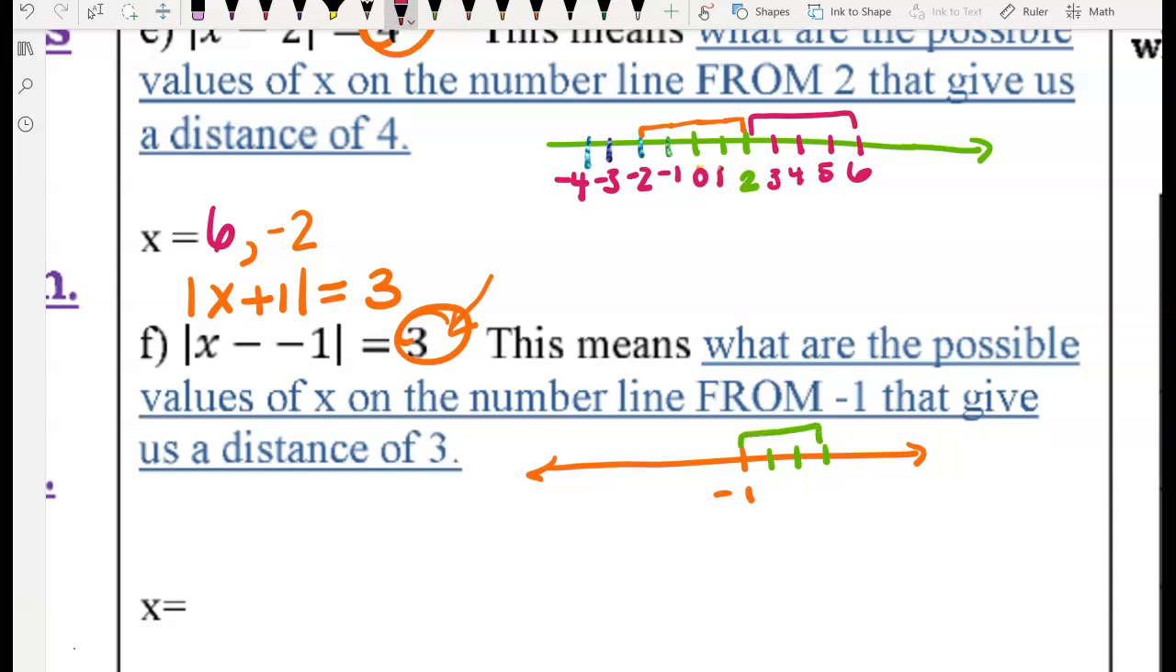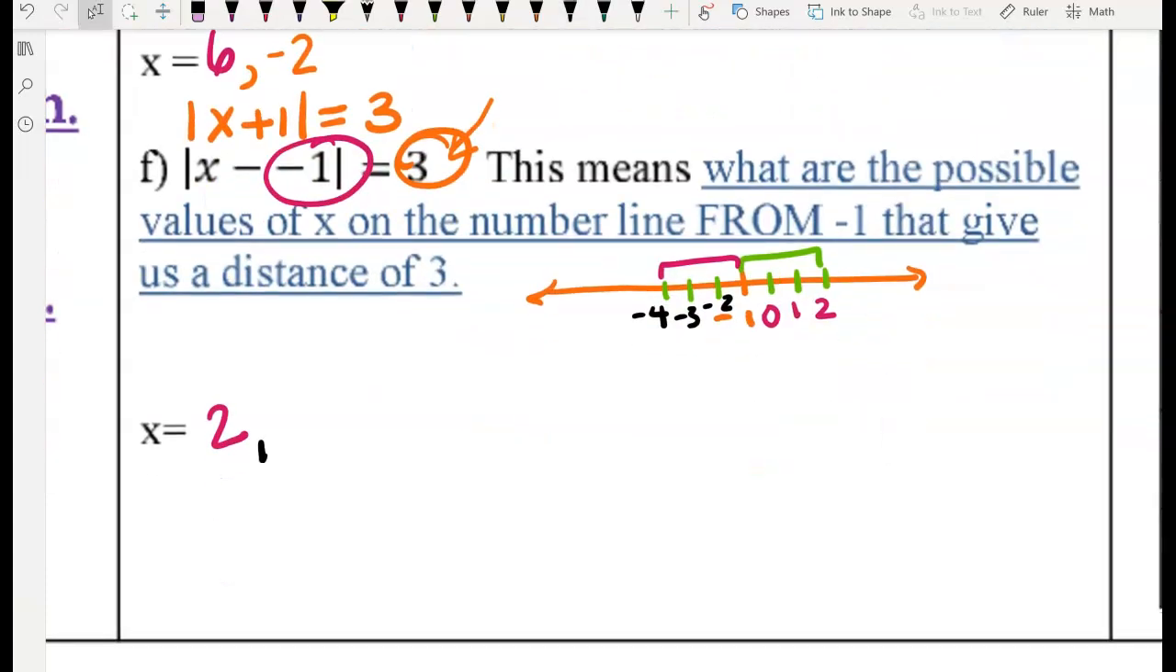So if you're going to go and label that, that's going to be -1, 0, 1, and 2. So the first x is going to be 2. But we could also go 3 units on the other side, 1, 2, and 3. So this is also a distance of 3 from -1. Remember this, -1. So that means if we're going to go and label this, that's going to be -1 right there, -2, -3, and -4. So the two possible values of x, students, are either 2 or -4.